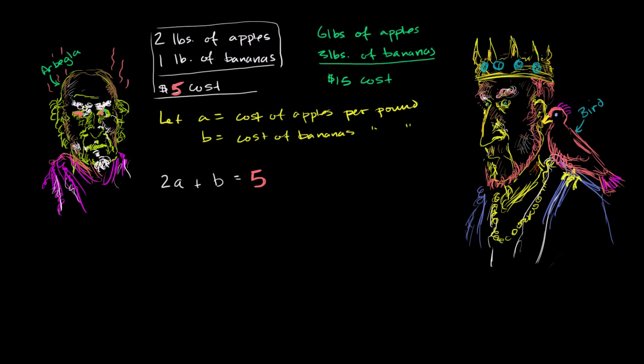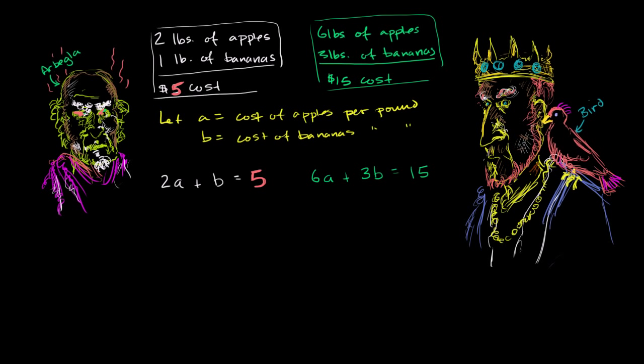6 pounds of apples is going to cost 6A, 6 pounds times A dollars per pound. And 3 pounds of bananas is going to cost 3B, 3 pounds times B dollars per pound. The total cost of the apples and bananas in this trip we are given is $15. So once again, you say, let me try to solve this through elimination, and cancel out the A's. I have 2A here, I have 6A here. If I multiply the 2A here by -3, then this will become a -6A, and it might be able to cancel out.